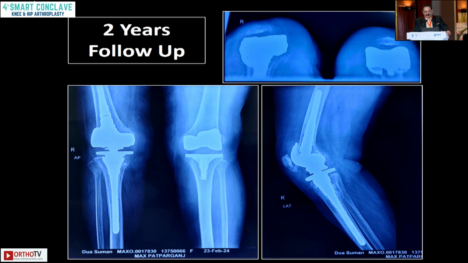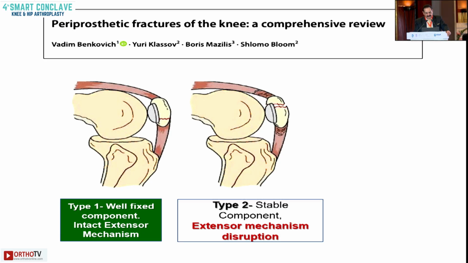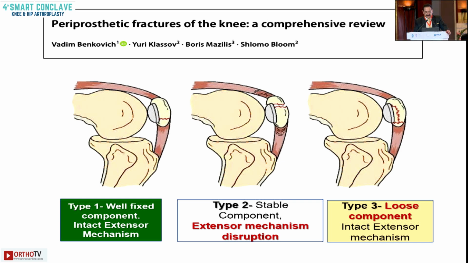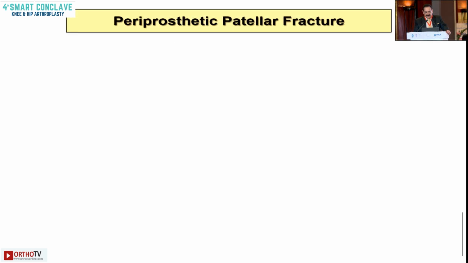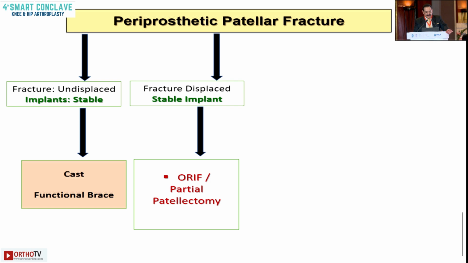Now, how about periprosthetic fracture of the patella? Quite rare, and they have been classified into 3 categories. Number 1, well-fixed component, intact extensor mechanism, one can treat conservatively. Type 2, stable component, but extensor mechanism disrupted. And type 3, when the component is loose. Now, for periprosthetic patellar fracture, if it is a stable implant, undisplaced, one can think of treating conservatively, but if it is displaced, you need to fix it, either by ORIF, or if the fragment is small, one can think of partial patelectomy.